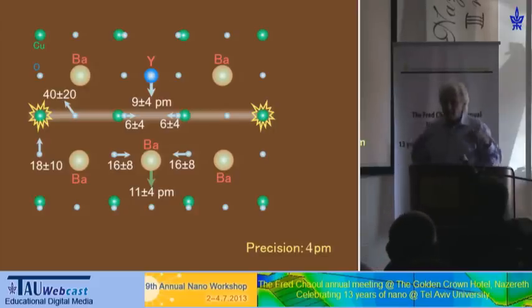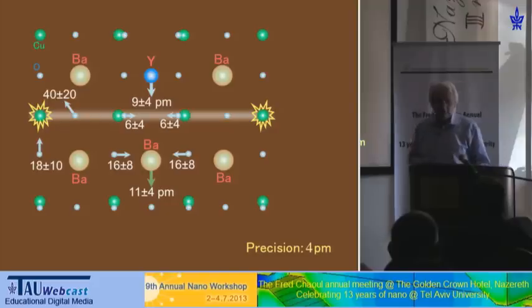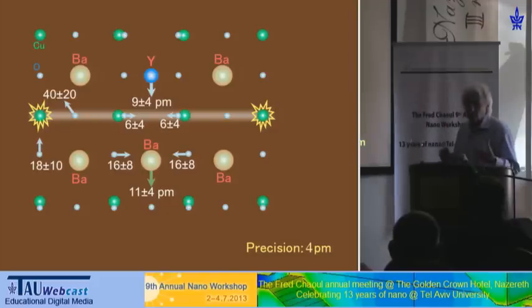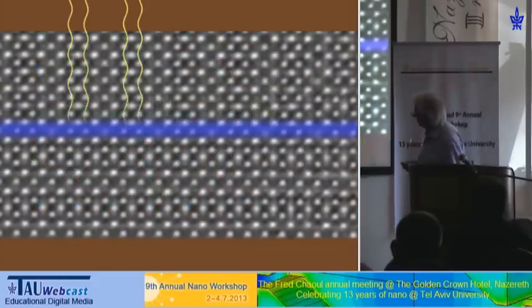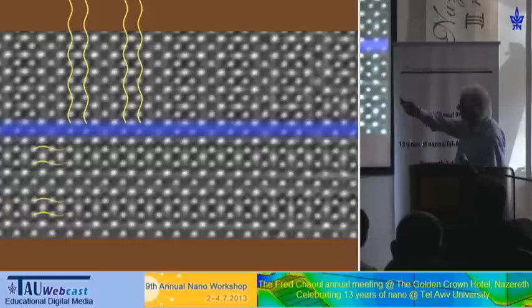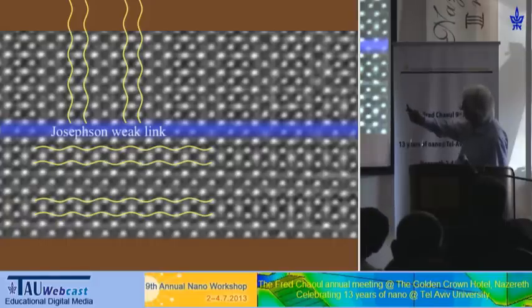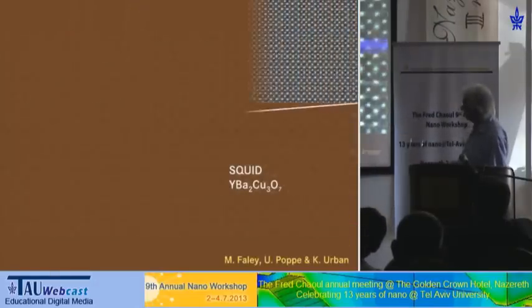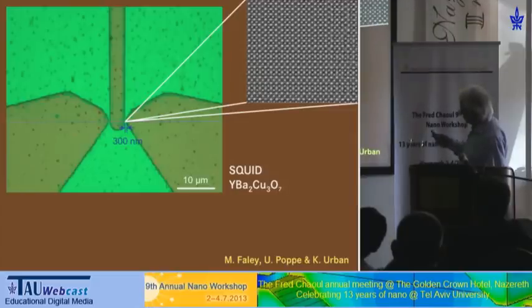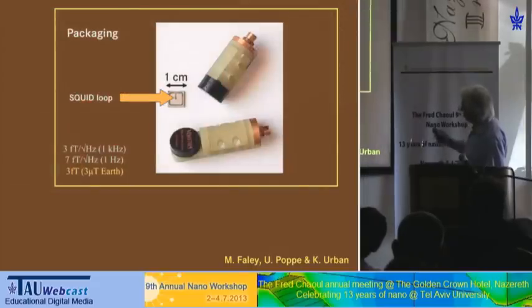I think even the most futuristic electron microscopists a few years ago would not have even dared to dream of small numbers like this. So just for illustration, the supercurrents are flowing like this, and in between we have the Josephson weak link. We are building SQUIDs out of that. That means we need 2 of these Josephson junctions.